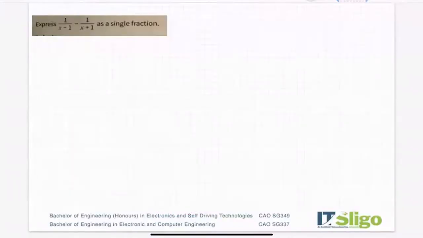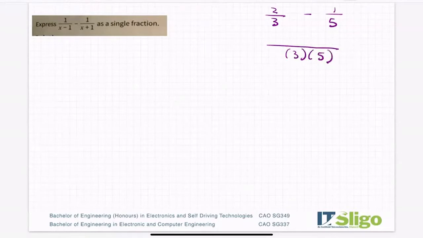So express 1 over x minus 1 minus 1 over x plus 1 as a single fraction. Okay, so fractions, for anybody who forgets them, always require a common denominator. In this case it would be 15. How about I not write it as 15 like I would in algebra, and I'll write it down as 3 by 5. Okay, so still 15.